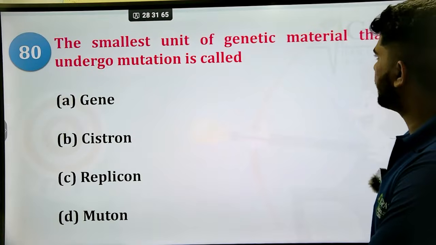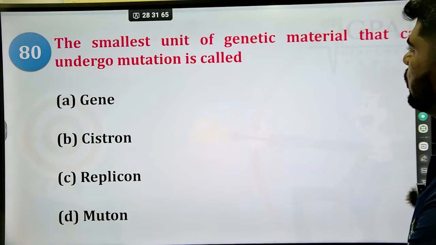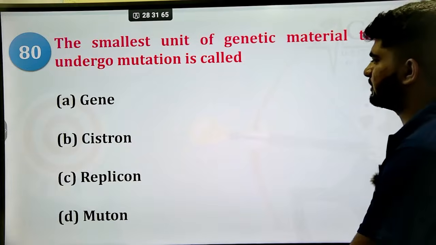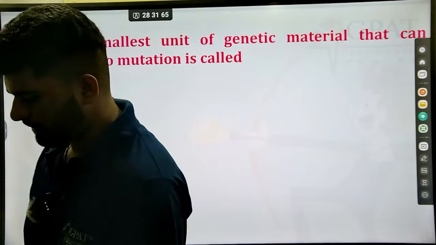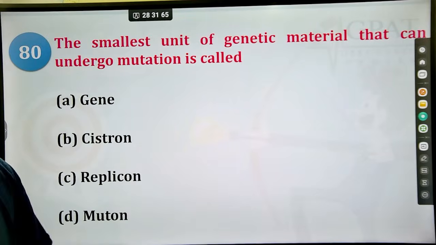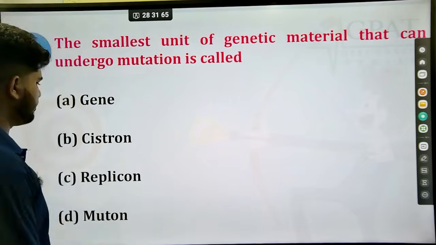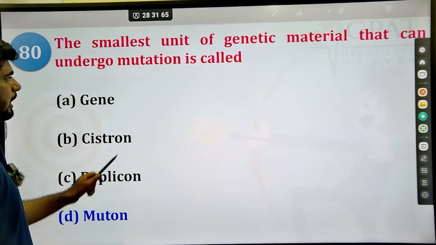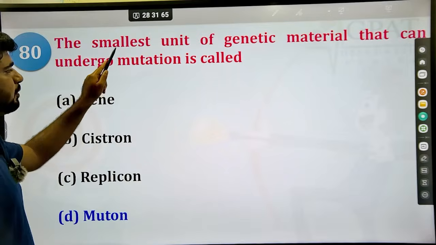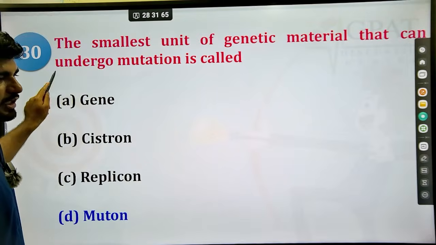All right. Now, the smallest unit of genetic material that can undergo mutation is called gene, cistron, replication, or muton. What's that? That is nothing but your muton only, which undergoes mutation. That is the smallest unit of genetic material, muton.